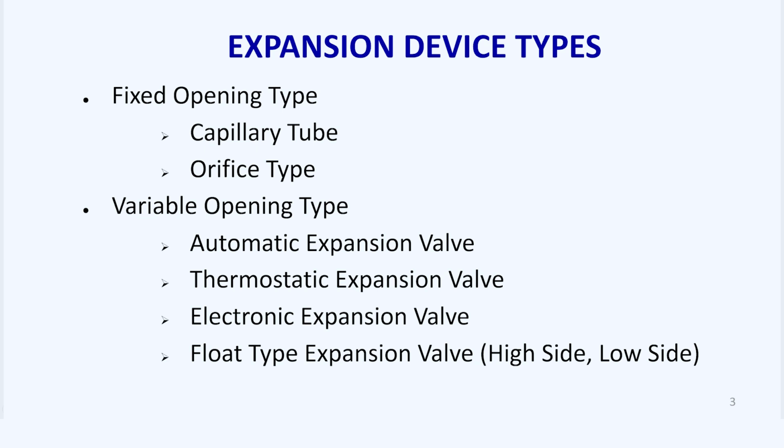And under variable opening type, we have got 4 types of expansion devices: automatic expansion device, thermostatic expansion device, electronic expansion valve, and float type valve. Float type valve, that is both on high side and low side, is called high float valve and low float valve. Let us see the construction and the working principle of a capillary tube.